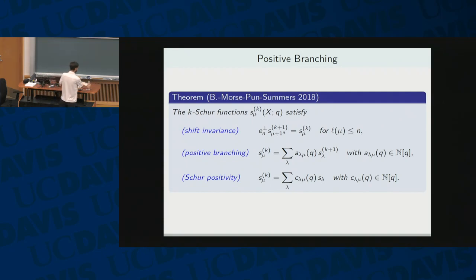Can I ask, what's the relation between this q and the Macdonald q? In terms of the original origin of k-Schur functions, when you expand the Macdonald polynomial in terms of k-Schur functions, the q in the Macdonald and the q in the k-Schur are the same.